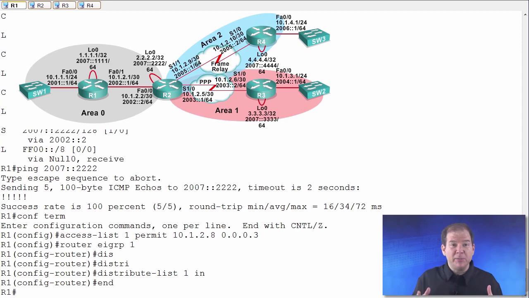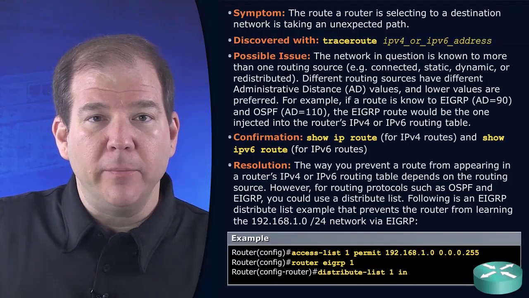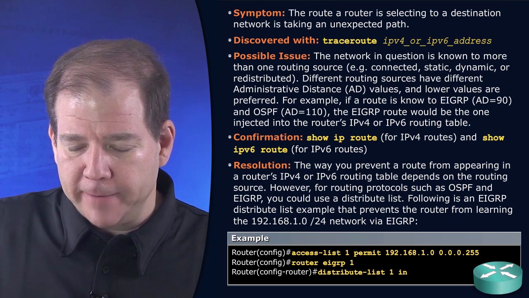I could have OSPF also enabled on this router, and it could learn that route. That means that even though EIGRP has a lower administrative distance, it has a 90 administrative distance as compared to OSPF, which has an administrative distance of 110, we're still going to be using the OSPF route because I've blocked this one route from being injected into EIGRP.